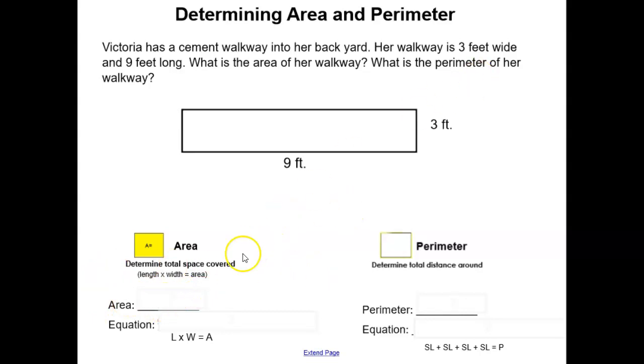Yes, to determine the area, you multiplied 9 feet times 3 feet, which you determined was 27 square feet. To determine the perimeter, you carefully added 9 plus 3 plus 9 plus 3, because it's the total distance around the shape. So you were able to determine that that was 24 square feet.